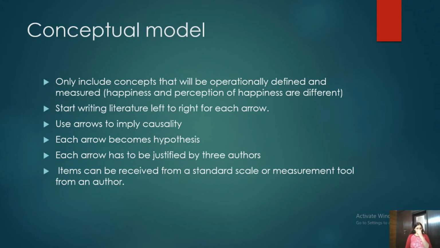So if your variable is value impacts happiness, you will only search papers where the word value is used. If your variable is perceived value impacts happiness, you will only take papers which have perceived value. If your variable is value for money impacts happiness, you will only take authors who have spoken about value for money and no other value. Very, very strictly follow this.